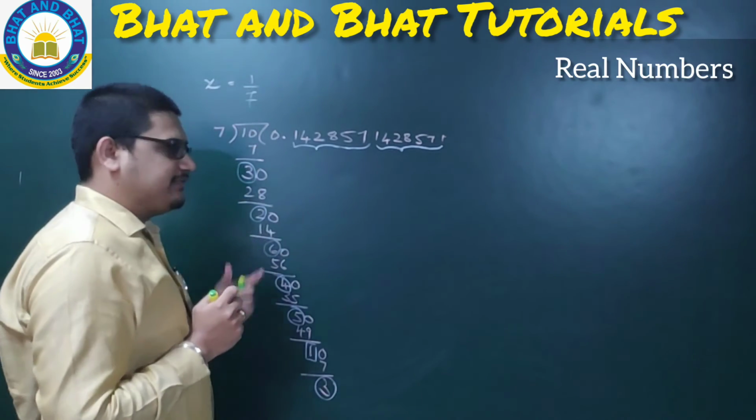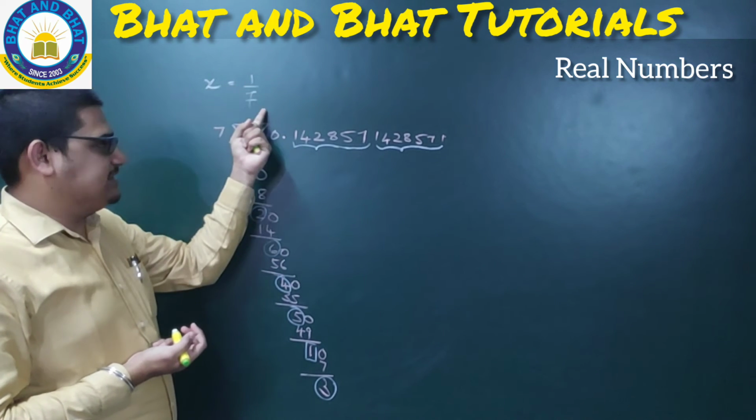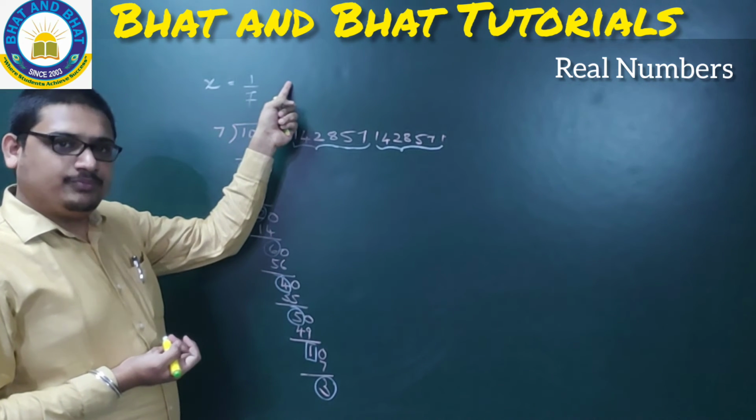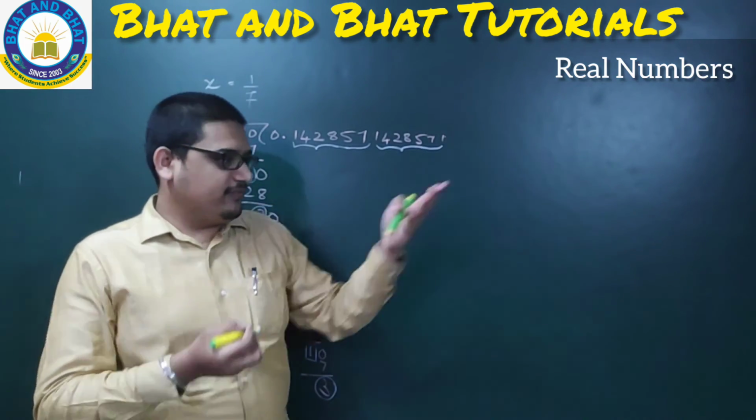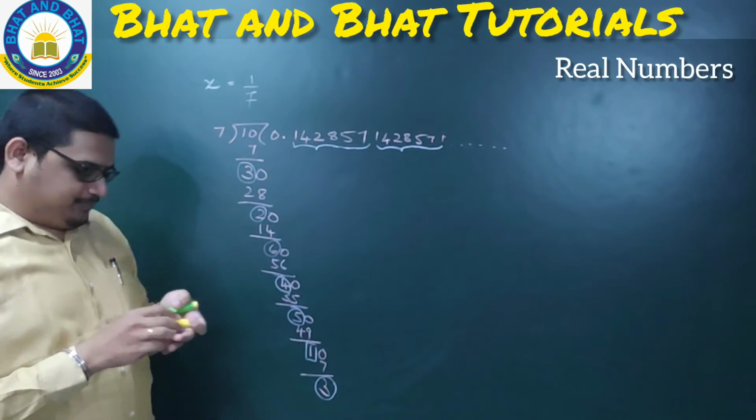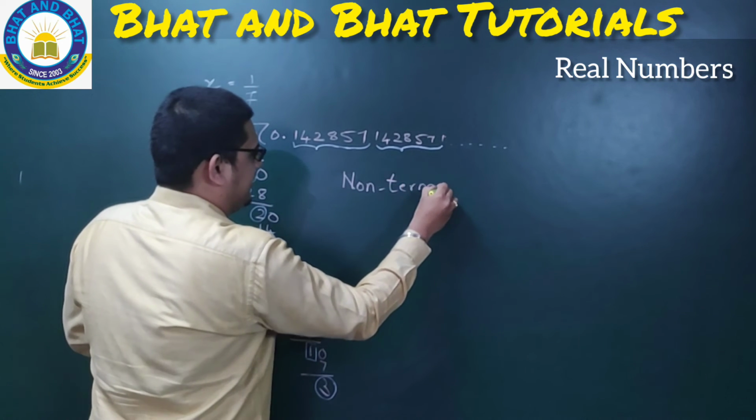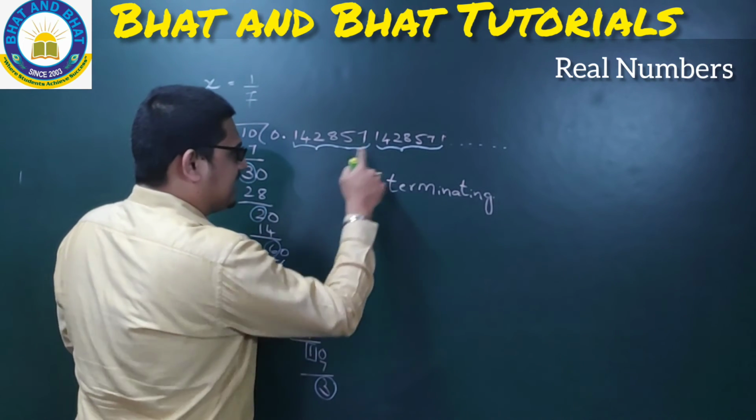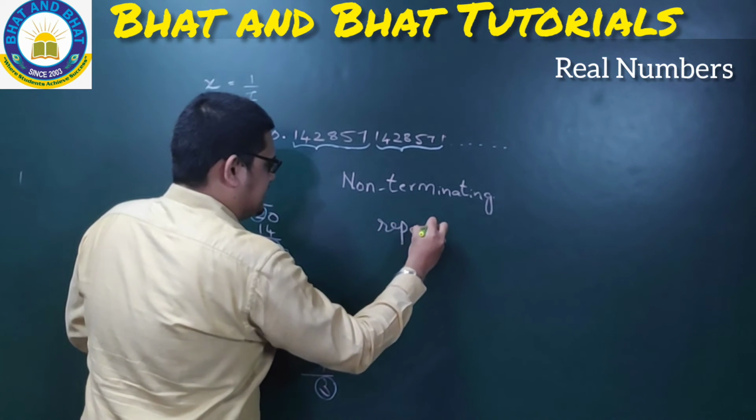That means this part repeats after a certain interval. So what is happening? The decimal expansion of 1 by 7. 1 by 7 is obviously a rational number. So the decimal expansion of 1 by 7 is non-terminating. Correct? It doesn't terminate at all. It goes up to infinity. So we can represent it like this. It is non-terminating as well as repeating. Why do I say repeating? Because the set of digits are repeating after a certain interval. So non-terminating, repeating.